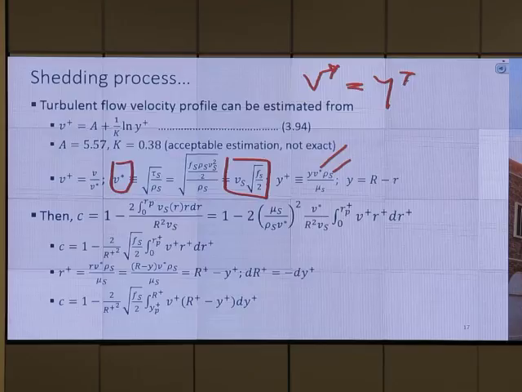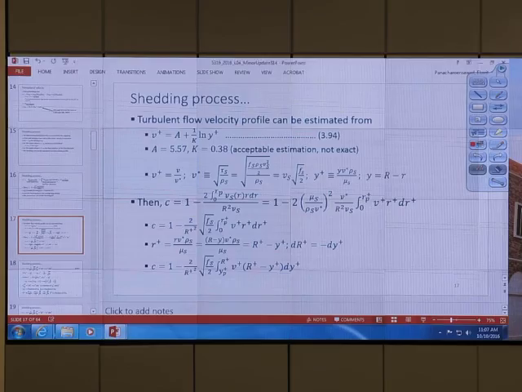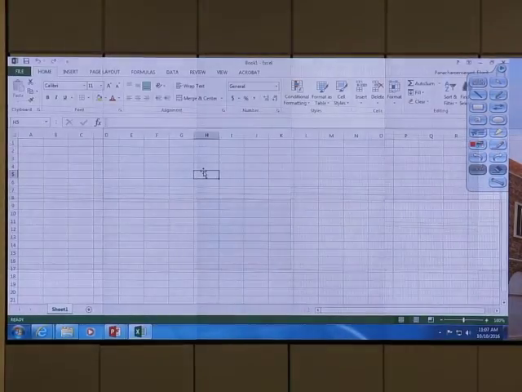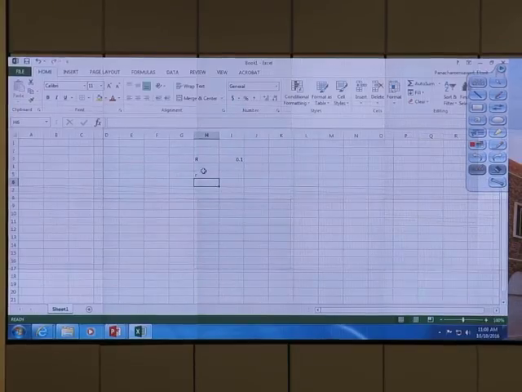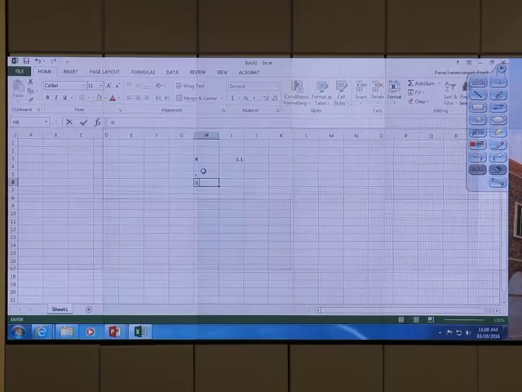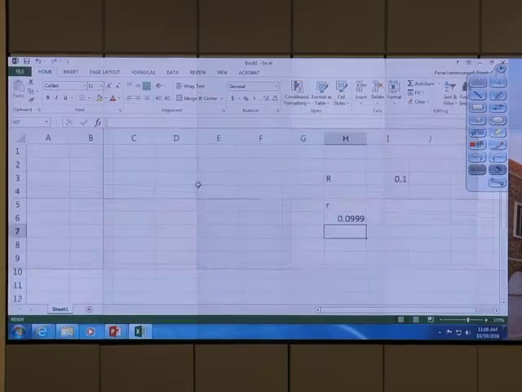So let's say I try to plot velocity as a function of radius, right? So what I do is I set radius, capital R. Let's say capital R is 10 centimeter, 0.1. So small r equal to 0.0999. I can set it like that, right? Let's zoom in a little bit.